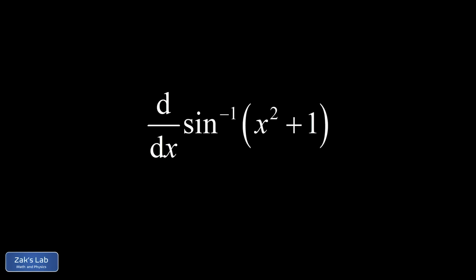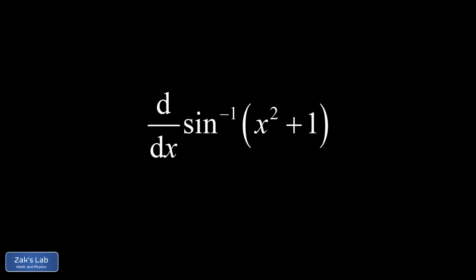We want to take the derivative of the inverse sine of x squared plus 1. And this was a natural question to ask at this point in my class. We just learned how to take the derivative of inverse trig functions this week. And last week we learned the chain rule, so now we're just looking at a function composition with an inverse trig function and using the chain rule to get the derivative.